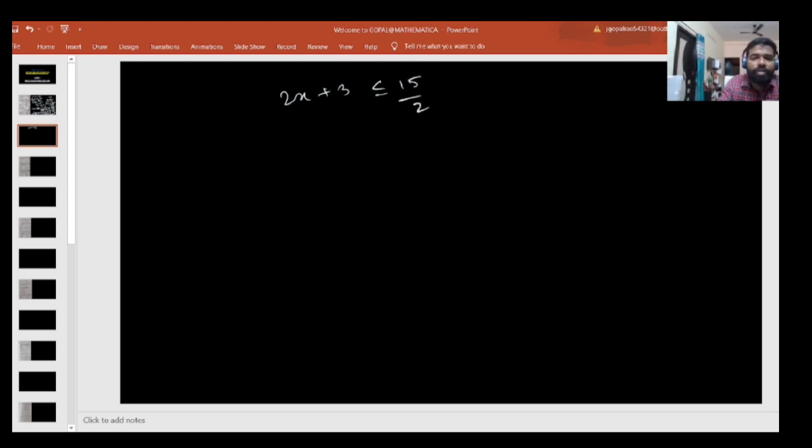So cross this 2, so we get 4x plus 6 is less than or equal to 15. So 4x is less than or equal to 15 minus 6. Here we get 9. So we have x less than or equal to 9 by 4.